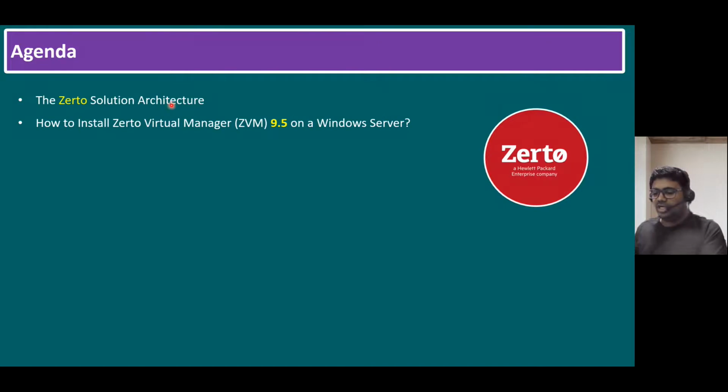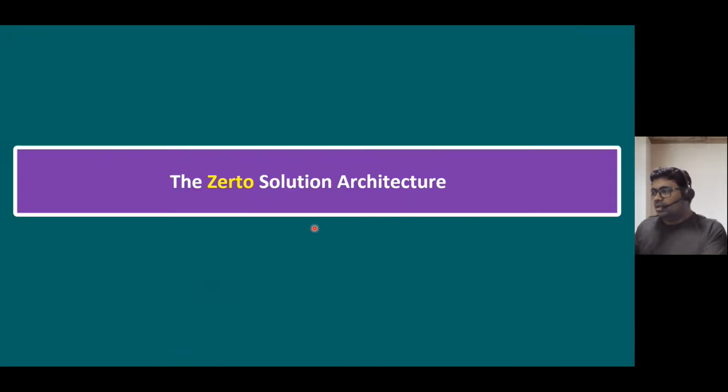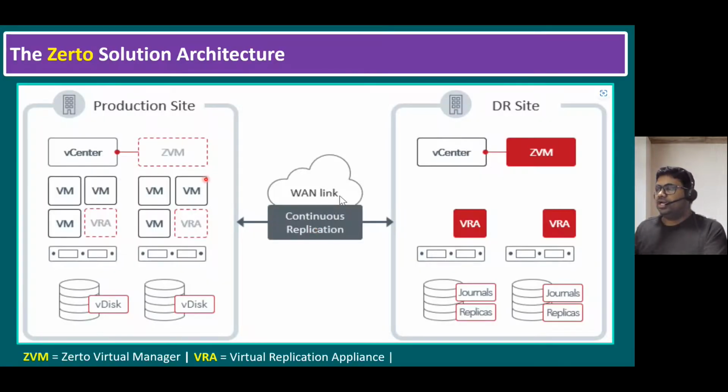So the Zerto solution architecture, here is the high level solution architecture. Normally Zerto is mainly used for continuous data protection. So how the structure looks is that we require a minimum of two sites. One is the primary site, the other is the secondary site. Primary site means we consider it as a production site. And the secondary site, we consider it as a disaster recovery site.